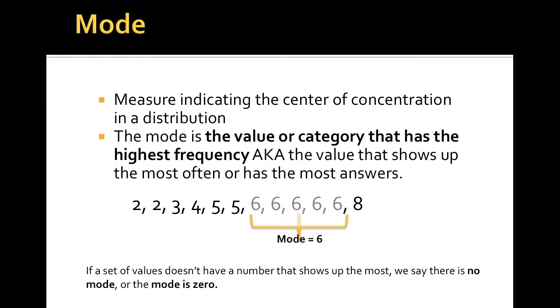It is possible, though, that a set of values doesn't have a number that shows up the most, meaning you have 2 numbers that show up twice or every number shows up once. We say that there is no mode or that the mode is 0.